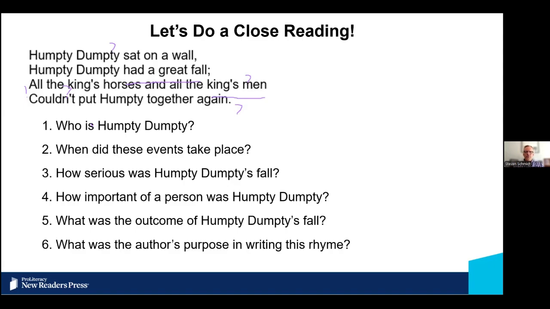Let's do number 6, trying to get author's purpose here. What was the author's purpose here? Why was this written?